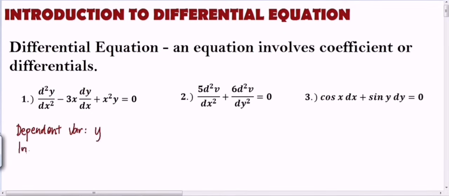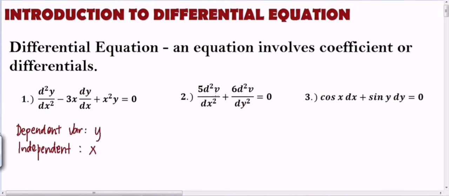Okay? Ngayon, yung independent variable naman, yung ginamit na variable ng derivative sa denominator naman siya, guys. So, in this case, ito yung derivative natin, at saka ito. So, ang ginamit niyang variable is x squared tsaka x. So, meaning, ang independent variable natin is x. So, we have one dependent variable and one independent variable, which are y and x. Okay? Now, let us have the second example.